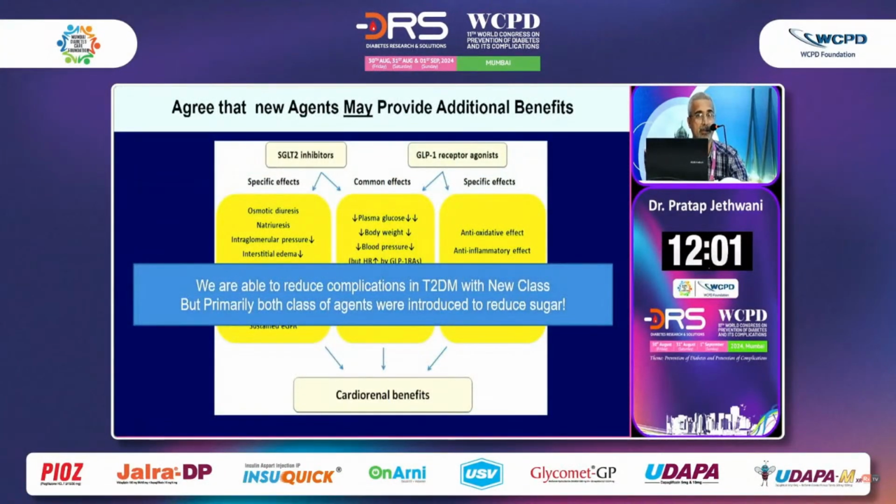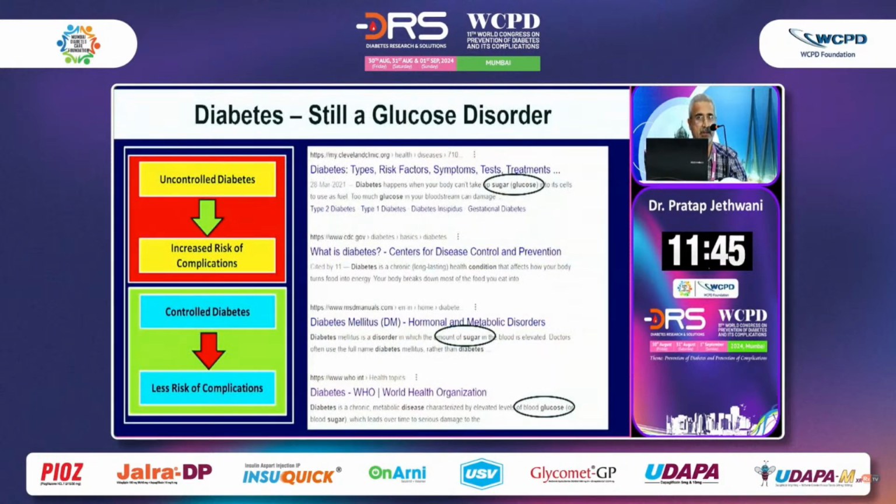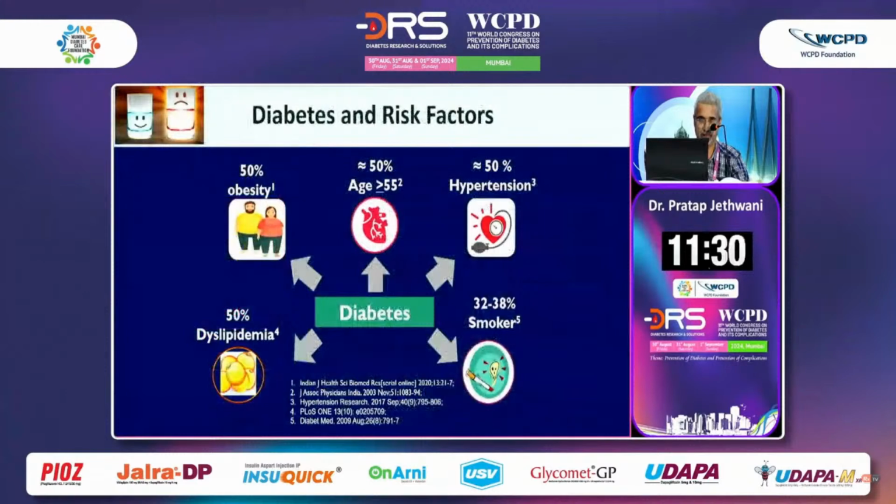Although the newer agents have changed the way we treat type 2 diabetes, they were introduced for the management of hyperglycemia only. So glucose control is important. Although they provide pleiotropic benefits, glucose control is at the core of the disease. We all know that diabetes is a disease related to blood sugar, persistent hyperglycemia, and if you don't control it properly, it will increase the risk of all complications. And if you control it properly, then you may prevent or reduce the chances of developing complications.